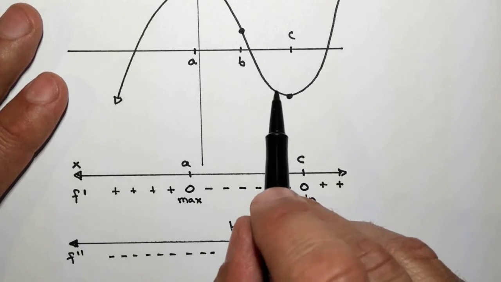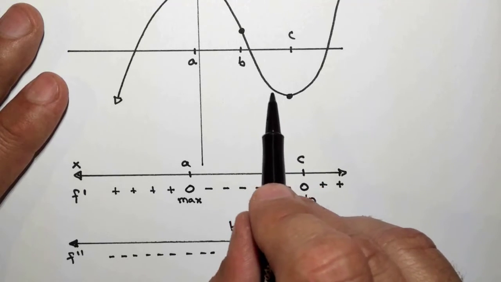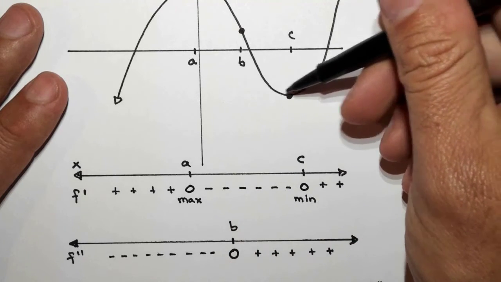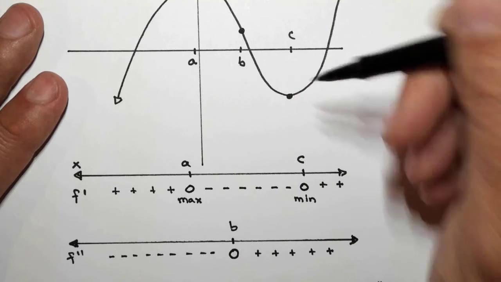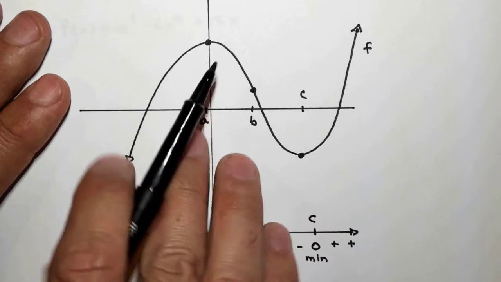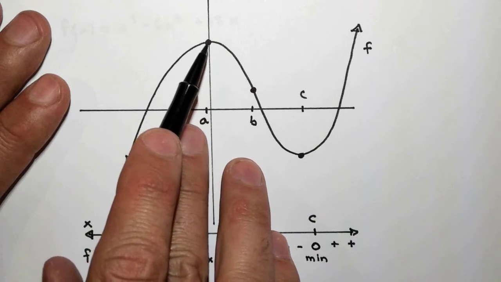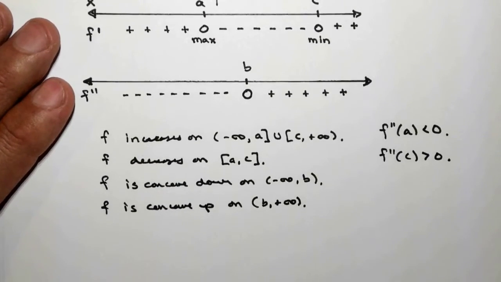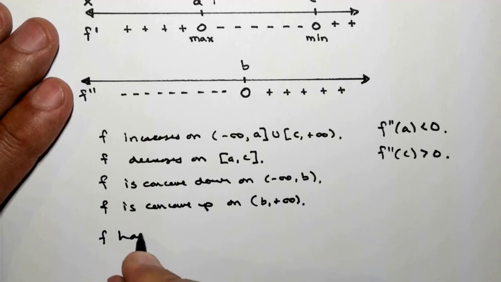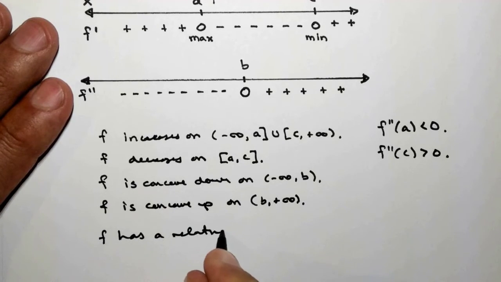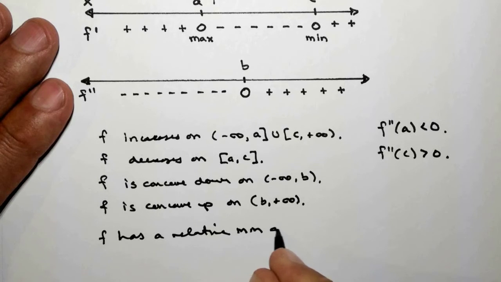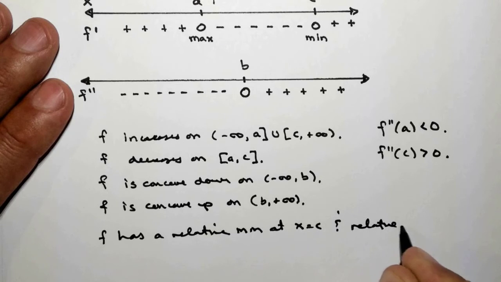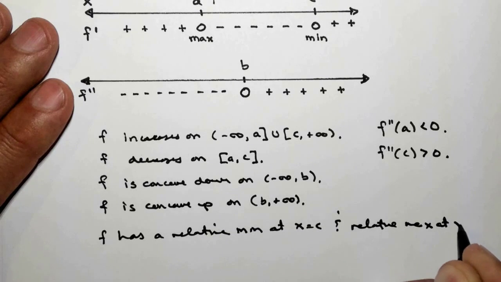So if we have a critical number and we plug it into the second derivative and we have a value where the second derivative is positive, making that concave up, we know it's a minimum. Whereas if the second derivative's value is negative, we know it's concave down, and so we'll have a maximum. And so as part of our conclusion, we can also say that f has a relative min at x equal to c and a relative max at x equal to a.